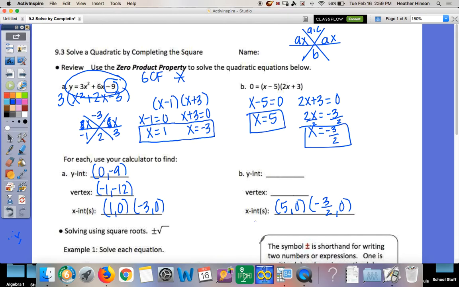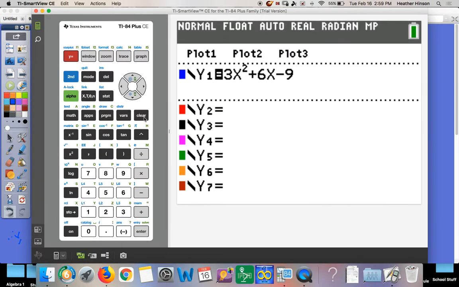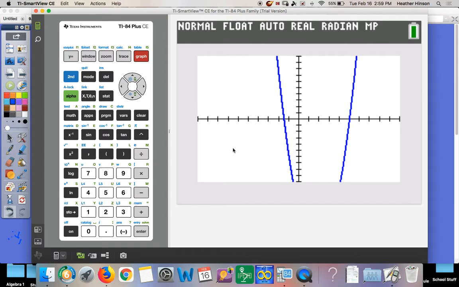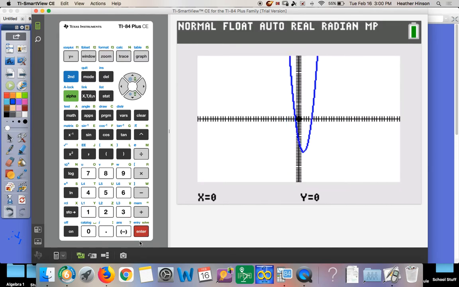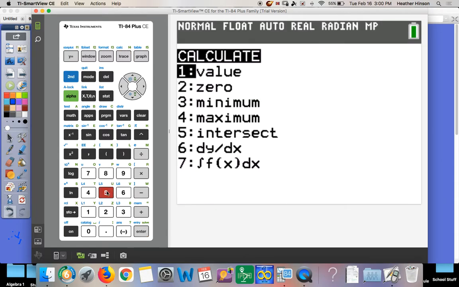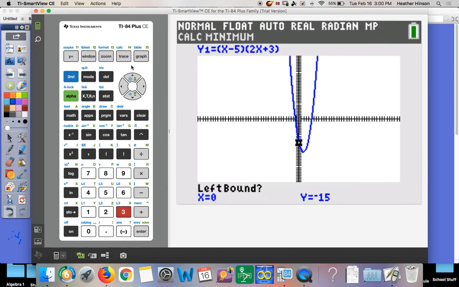Okay, for B, let's plug that one in. So x minus 5 and 2x plus 3. I want a little bit lower below the screen, so I'm going to zoom out just a little bit. You just hit zoom 3, enter if you need to zoom out. So this one's a min again. So we're going to do second trace 5. Nope, sorry. Second trace 3.